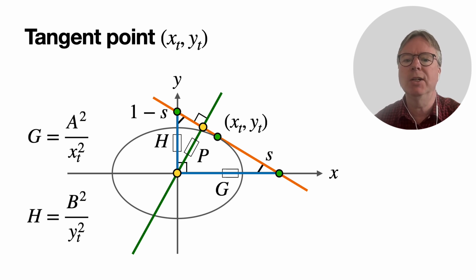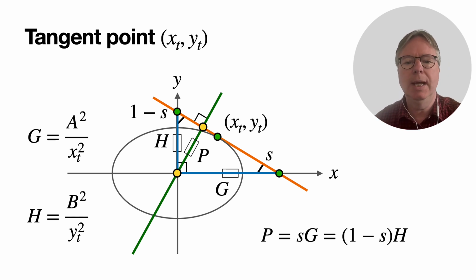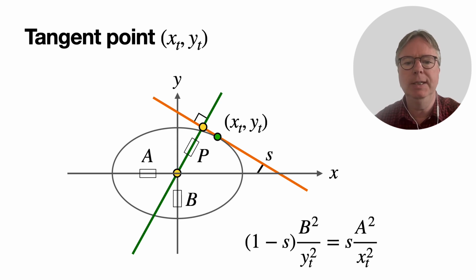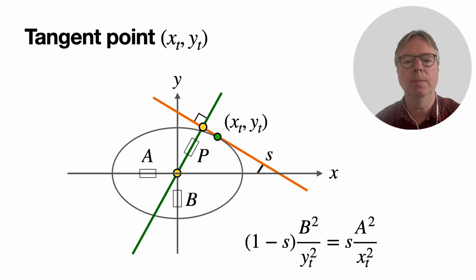So let's remind ourselves what g and h are on the left. So these are the long quadrances. And use our formula that we just derived, filled it in. And then we get something like this. And let me clean that up a little bit. So now we have an expression: 1 minus s times b squared over yt squared is equal to s times a squared over xt squared. And you can see that the g and the h are gone now.